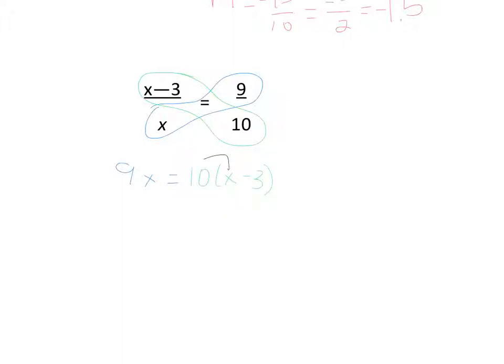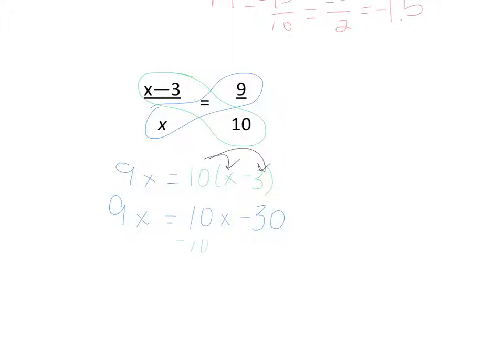We go through the distribution process, and we get that 9 times x is 9x equals 10 times x is 10x minus 10 times 3 is 30. Our goal is to get all of the x's together. We've got to combine like terms.